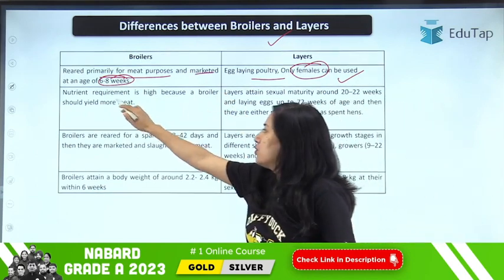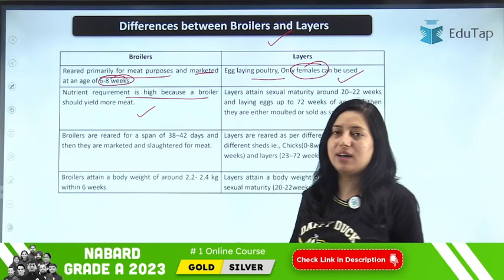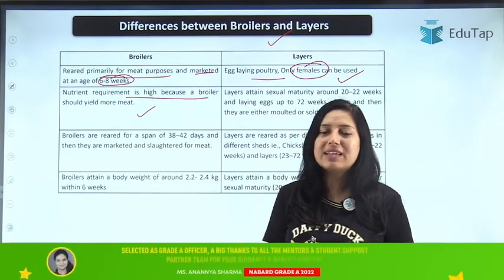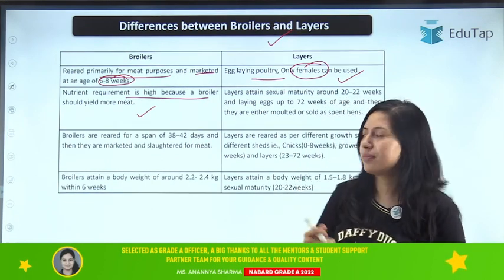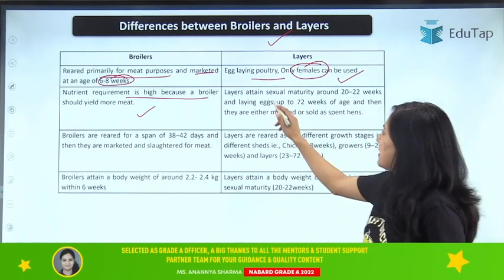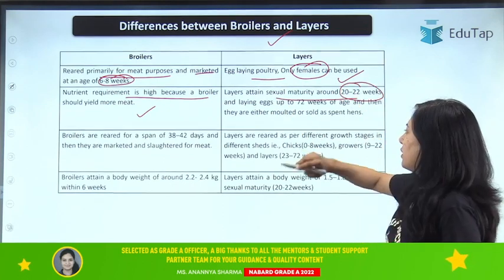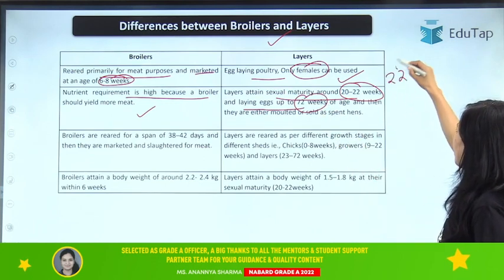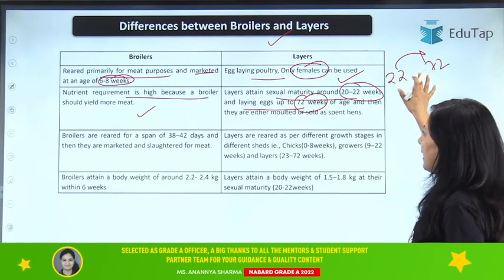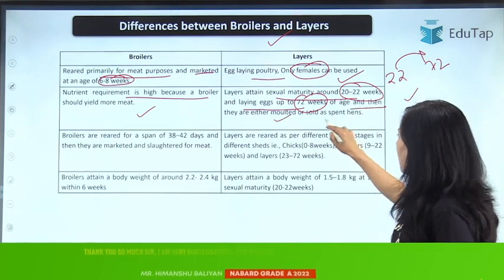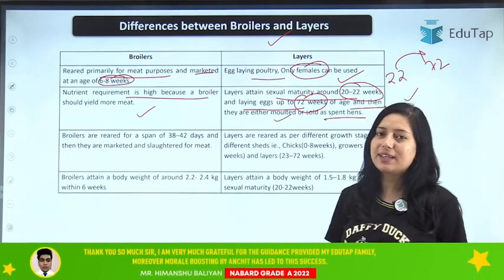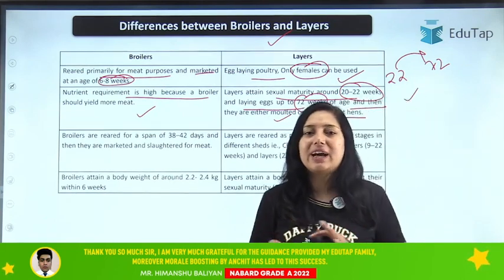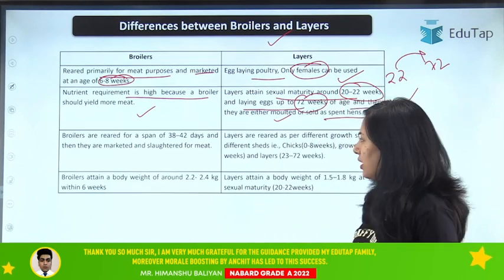Then in broilers, nutrient requirement is high because broilers should yield more meat. In broilers, we need more meat, more flesh, so obviously their nutrient requirement will be high. Clear? Then a layer attains sexual maturity around 20 to 22 weeks and lays eggs up to 72 weeks. So from 22 to 72 weeks they lay eggs, and then they are either molted or sold as spent hens. Clear? They are sold for other purposes.